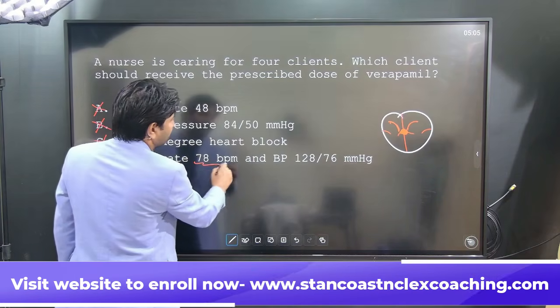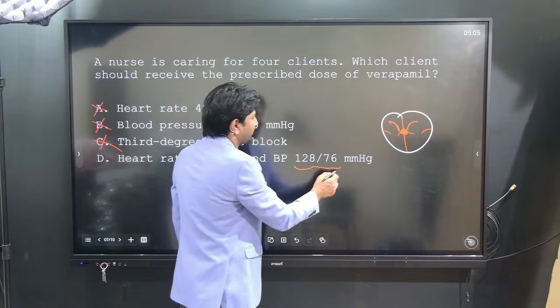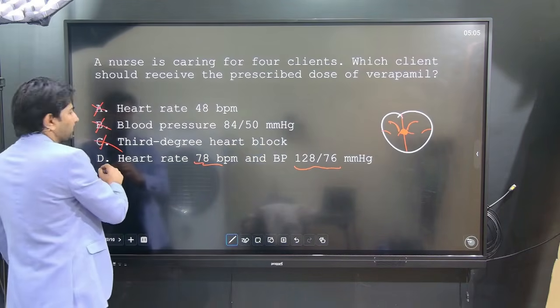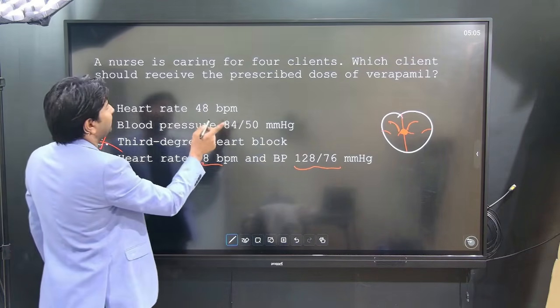That means the heart rate is normal and blood pressure is 128 over 78. This means we can give it. So we can give verapamil to this patient.